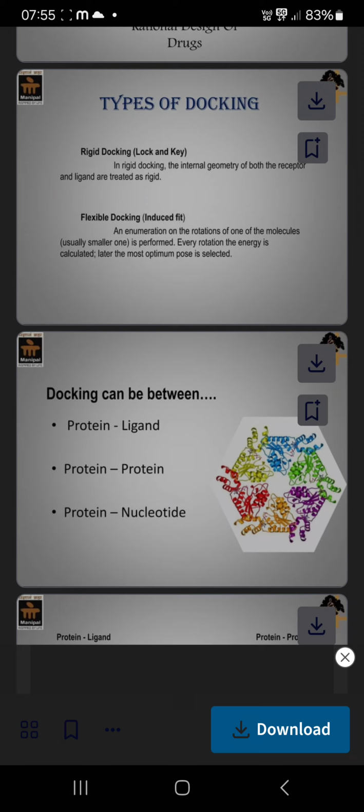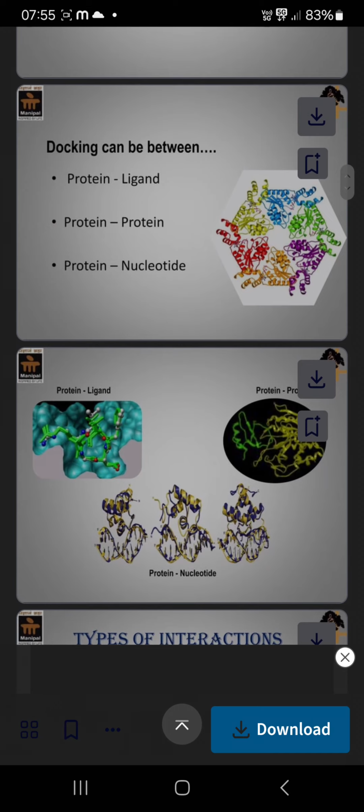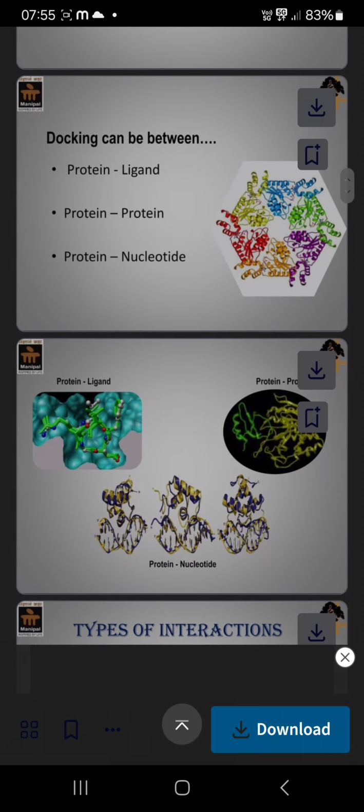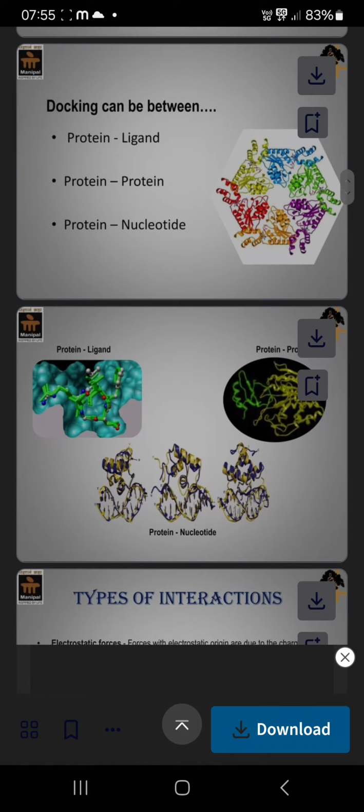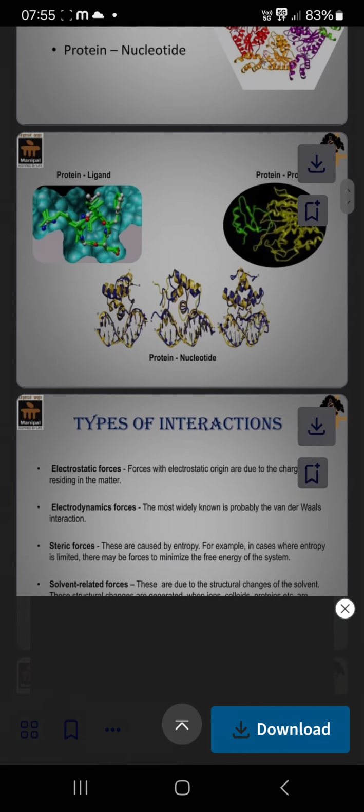So docking can be between protein and ligand, protein and protein, and protein and nucleotide. Here is something new, you may not know that protein nucleotide docking is also possible. Now you can see in this figure protein-protein interactions, protein-ligand interactions, and protein and nucleotide. You can see the DNA, protein, and nucleotide.